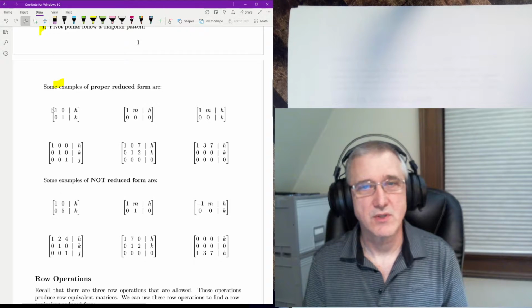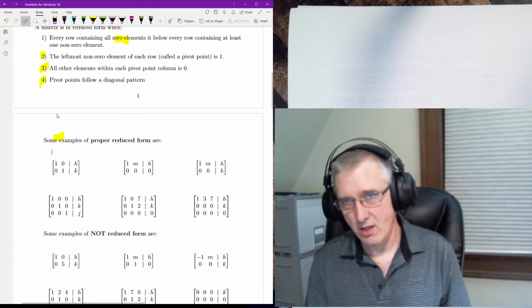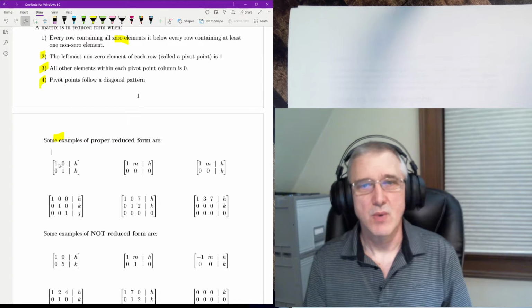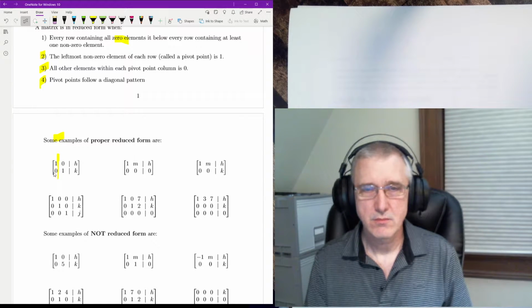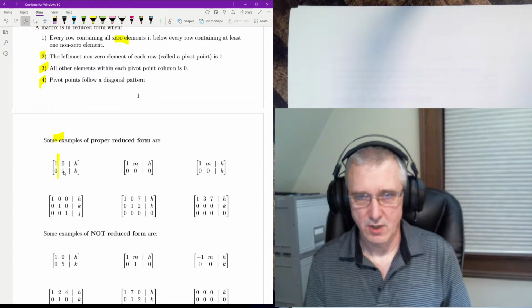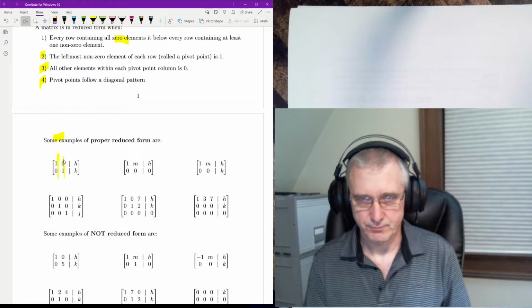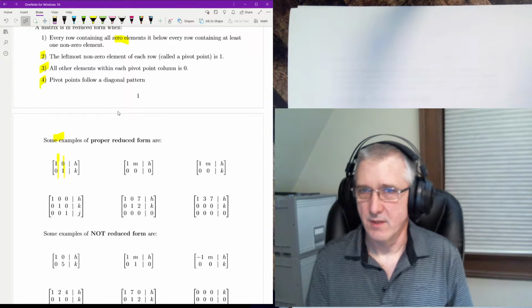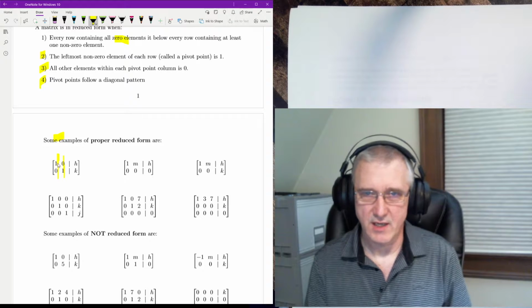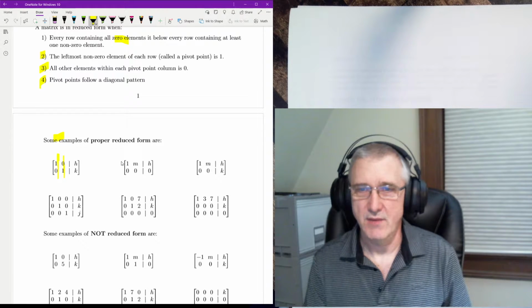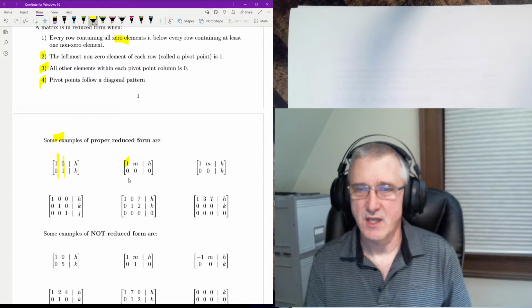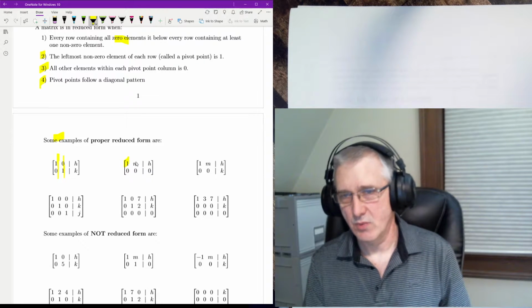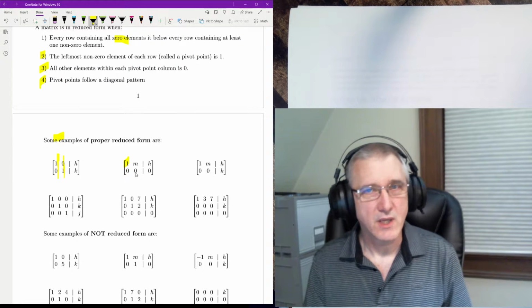Stepping through, every row containing all zero elements: well, this doesn't have any. But we have a pivot point, which is a 1. Everything else in this column is a 0. Then we move down to the next pivot point, a 1, and everything else in the column is a 0. So this is proper reduced form, and then there's a diagonal pattern. A pivot point in the upper left, we're always starting with the upper left for our pivot points, and it is a 1. Everything else in that column is a 0. The next one, we look for another pivot point, and all we end up with are zeros.